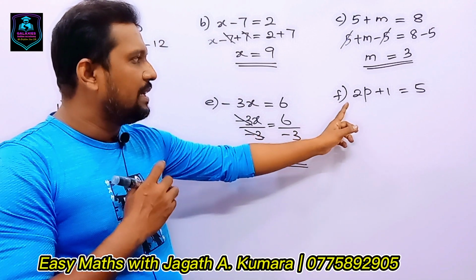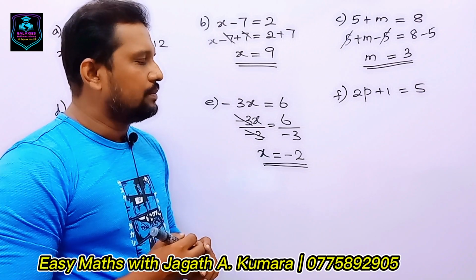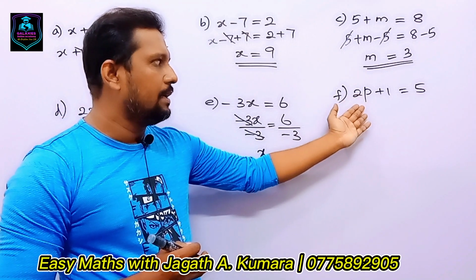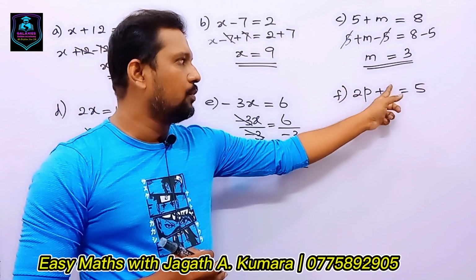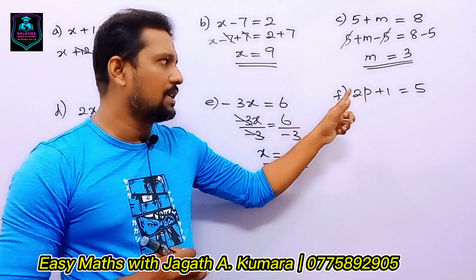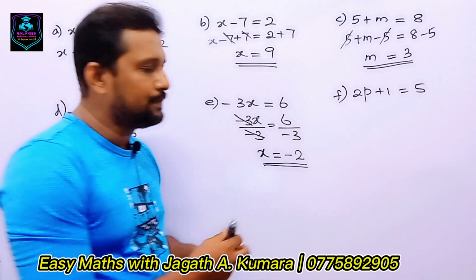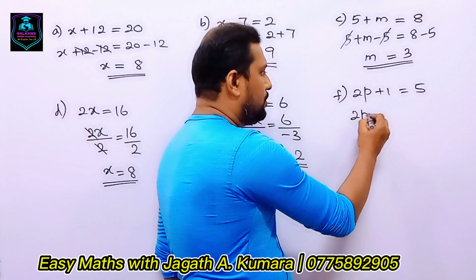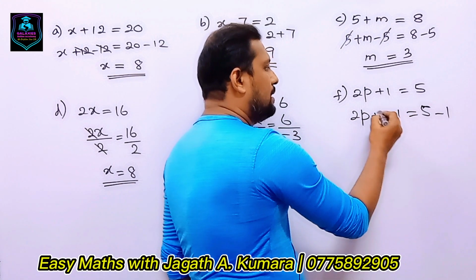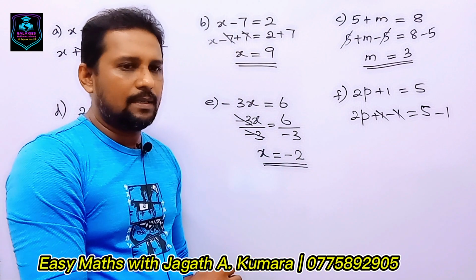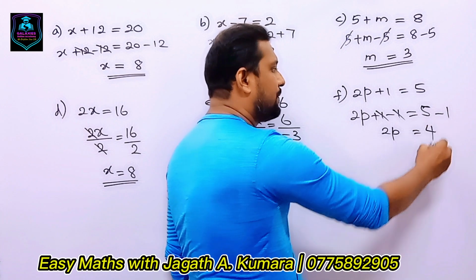Then let's go to the next one. Part f: 2p plus 1 equals 5. To find p, you have to remove this 2 and 1. First you have to remove this plus 1. To remove plus 1, you put minus 1 on both sides. 2p plus 1 minus 1 equals 5 minus 1. Then plus 1 minus 1 cancels. This side remains 2p and the other side is 4.